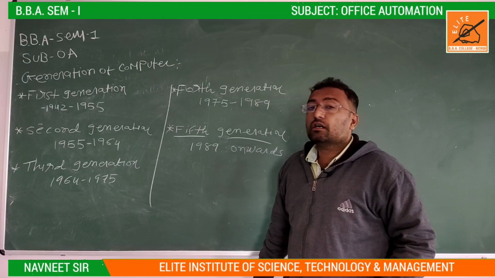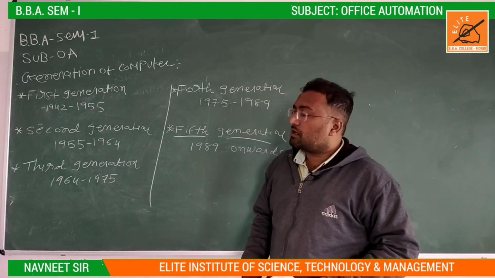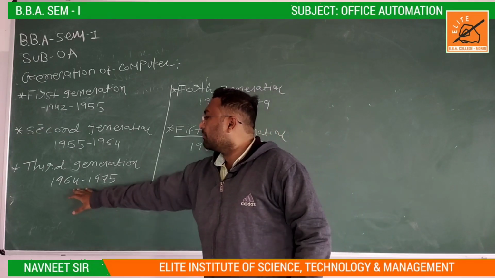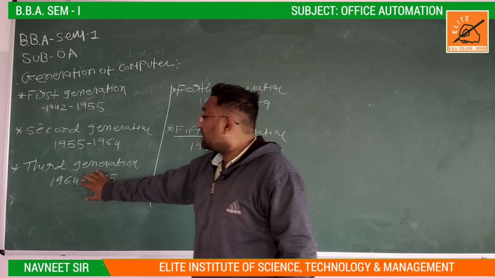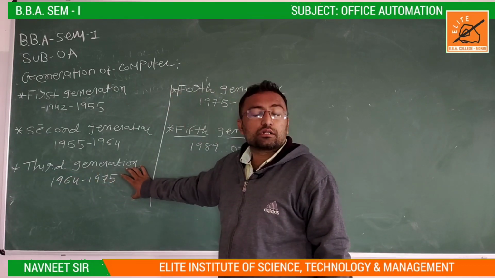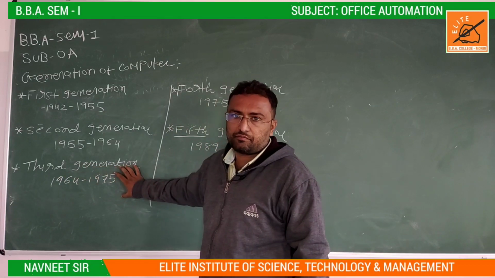Then after we come to know the third generation computer. The third generation computer evolved in 1964 to 1975. This time era is called the particular generation, the third generation.